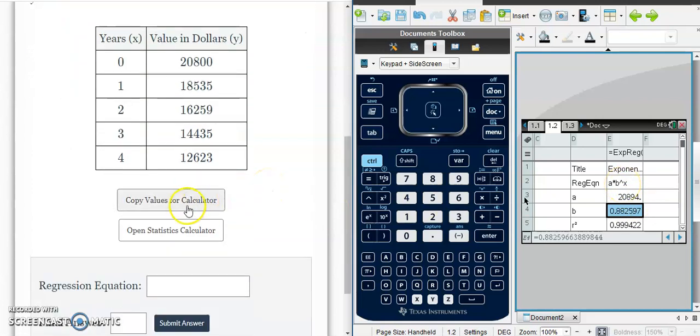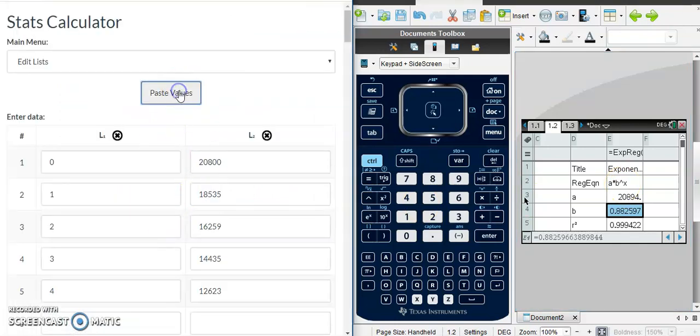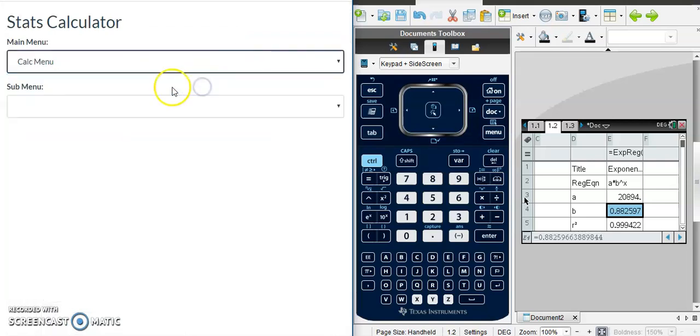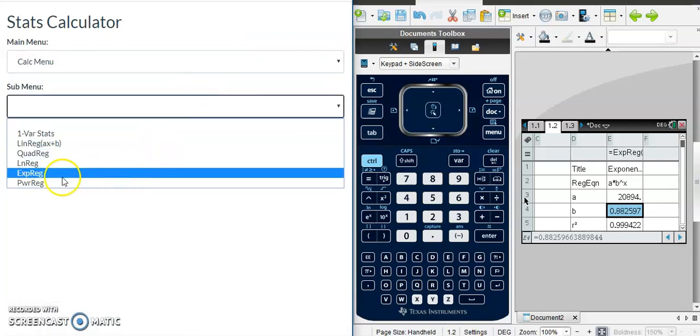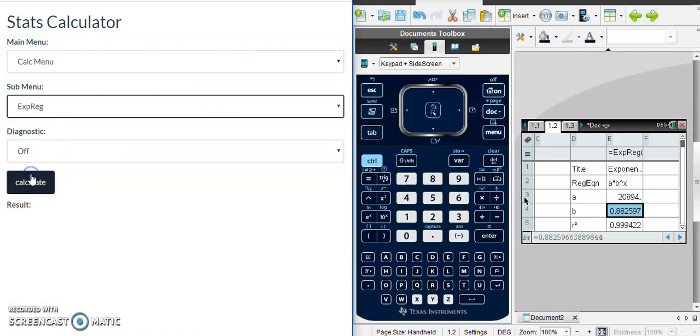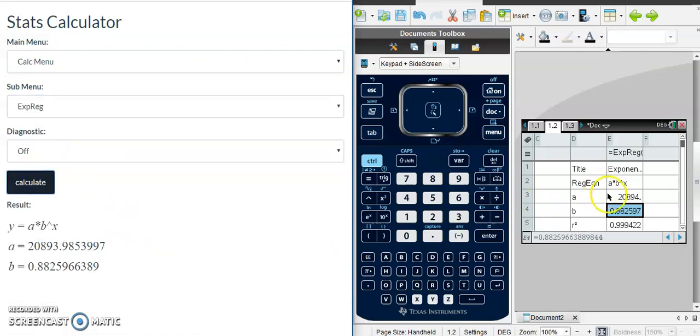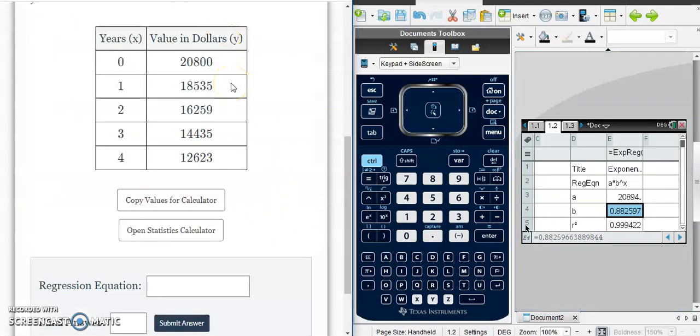Same thing could be done over here if you don't have your TI-Nspire. Copy the values, open the stats calculator, paste them in. Go ahead and switch this to the calculate menu. And then in this case, slide down here and choose exponential regression. And you should notice you're going to end up with the same values. One little reminder: since we see this value that we're going to be multiplying repeatedly by is below 1, then we would know that that's an exponential decay, or it's something that's getting smaller as time goes on. We can switch back to our table of values here.